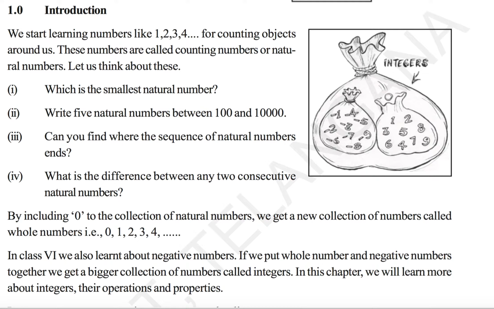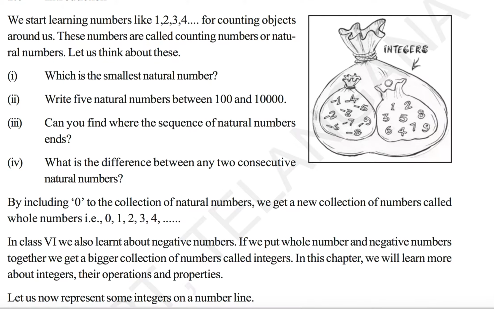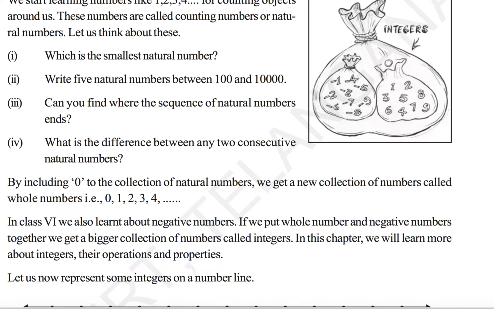You can find so many numbers. Can you find where the sequence of natural numbers ends? No, they extend to infinity. What is the difference between any two consecutive natural numbers? That is only one. For example, 1 and 2. What is the difference? 2 minus 1 is 1. So by including 0 in the collection of natural numbers, we get a new collection of numbers called whole numbers, that is 0, 1, 2, 3, 4.